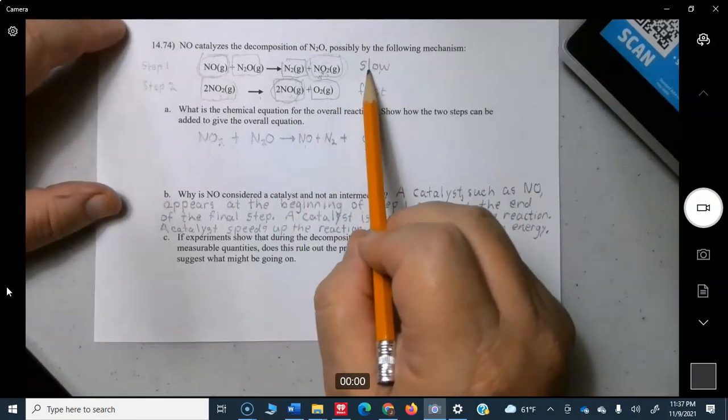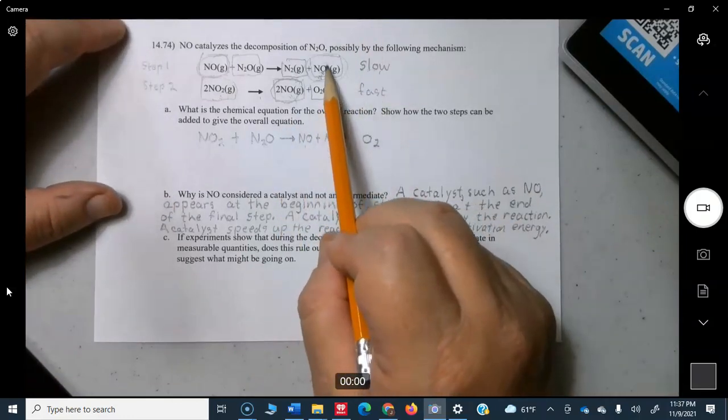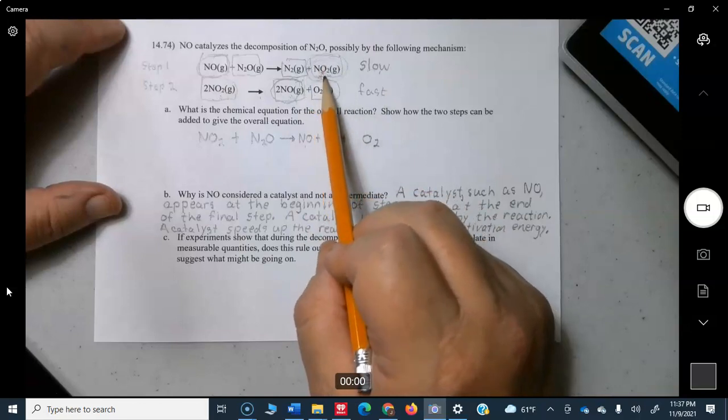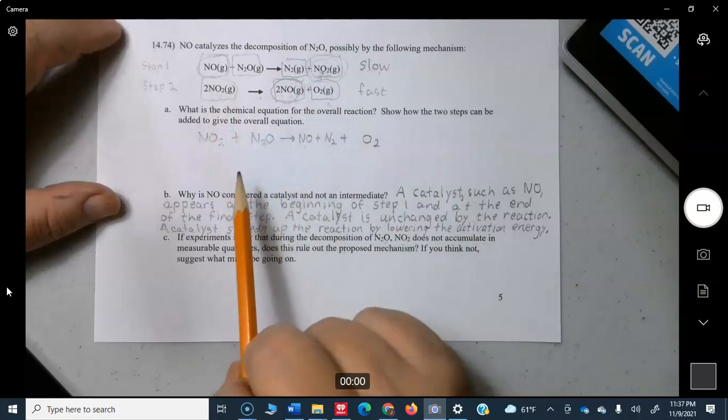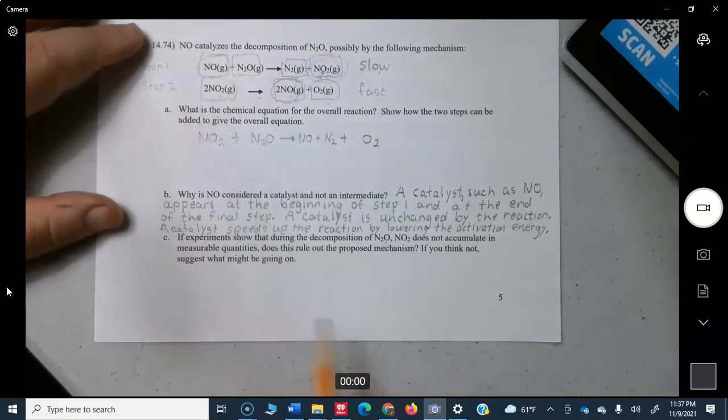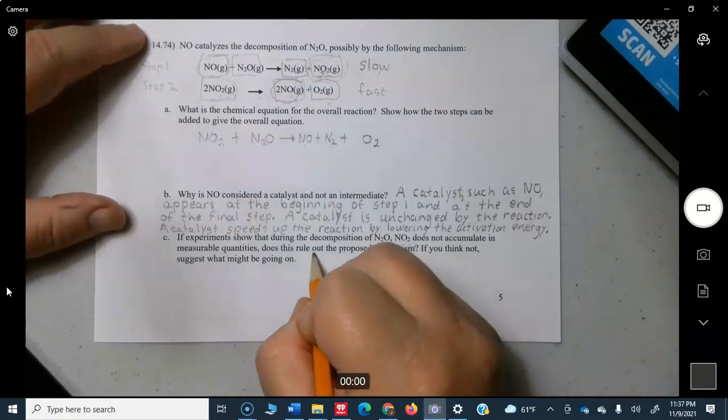But as long as the first step is the slow step, this is being produced very slowly, it's immediately going to be gobbled up by the fast step and run through the rest of the reaction. So no, this does not rule out this as a proposed mechanism. So let's write that out as an explanation.